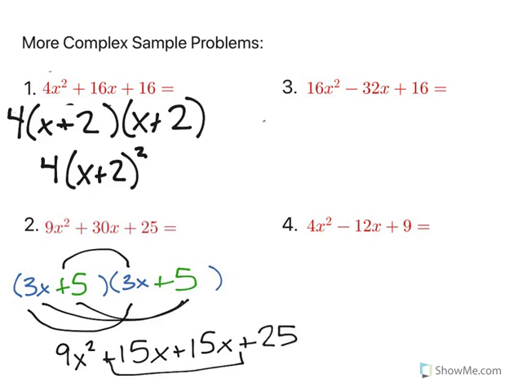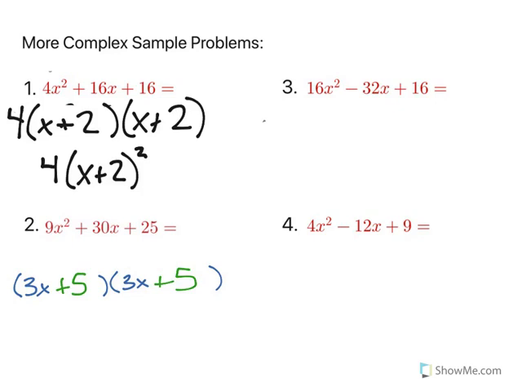When we combine our like terms, we will get that 30x that we need for that middle term. And we did get our first term and last term as well. Therefore, we have checked our work. Moving on to problem 3.